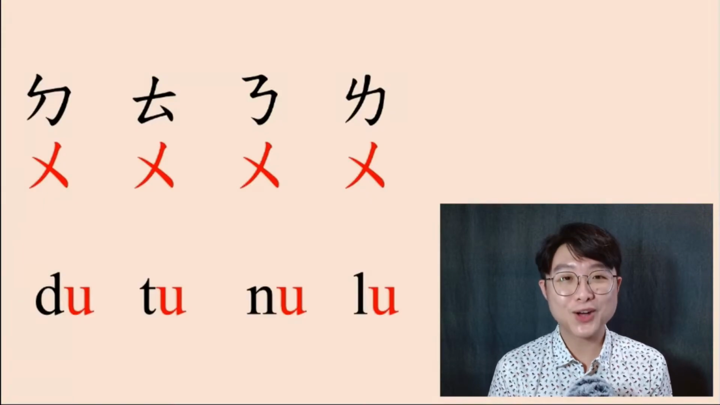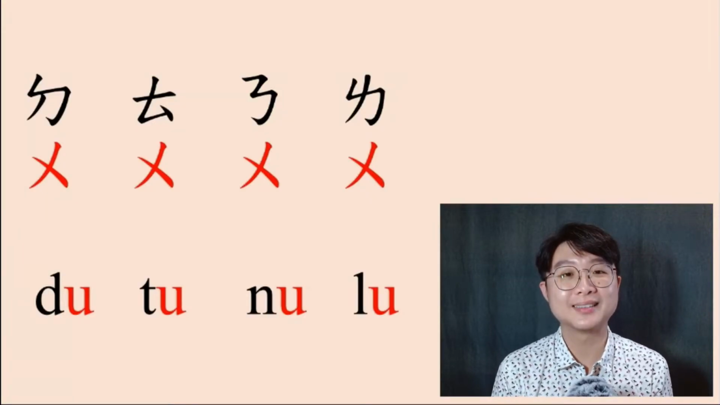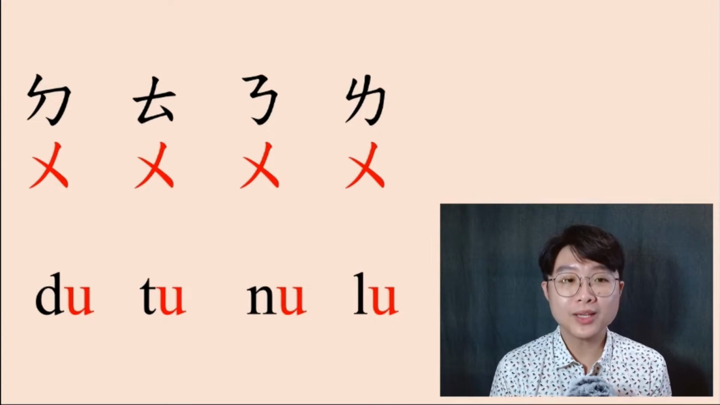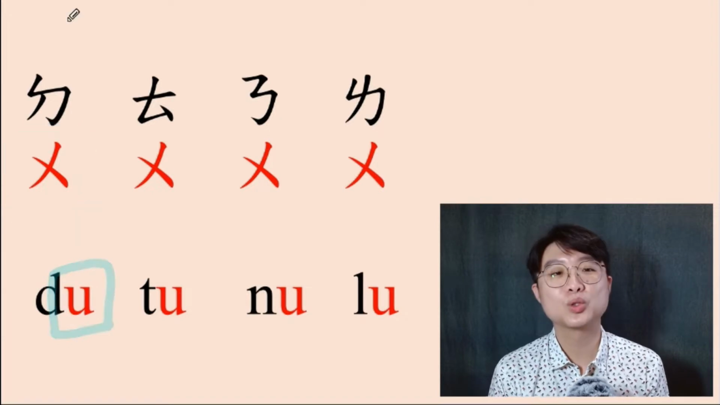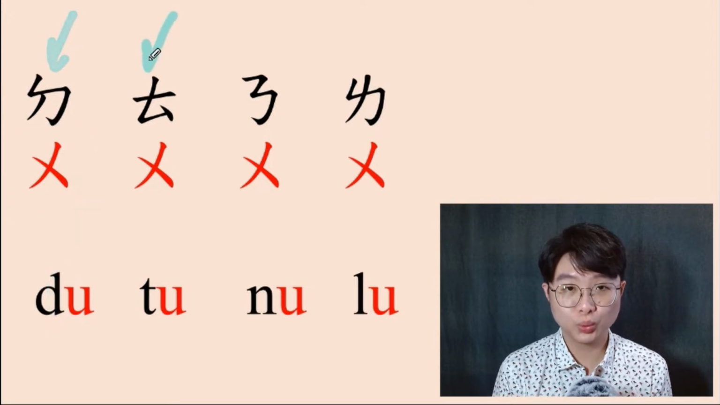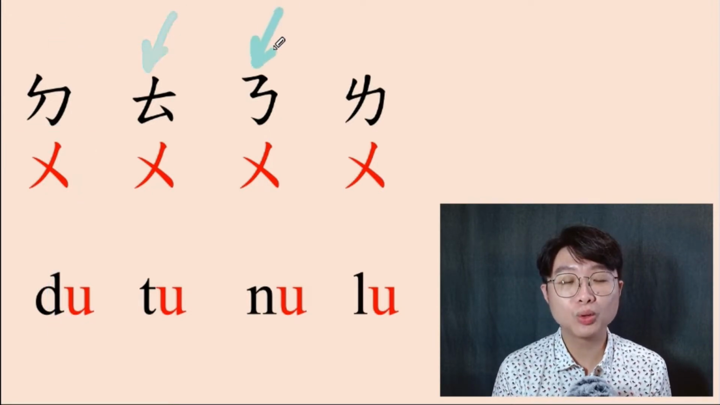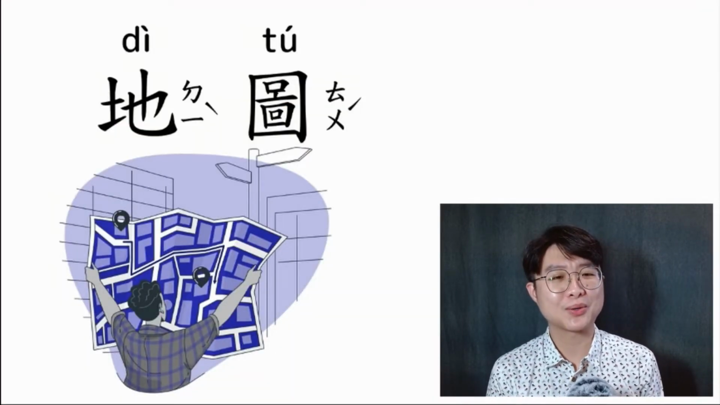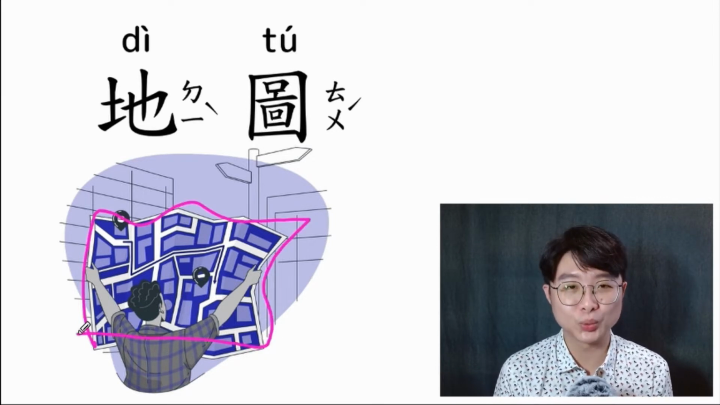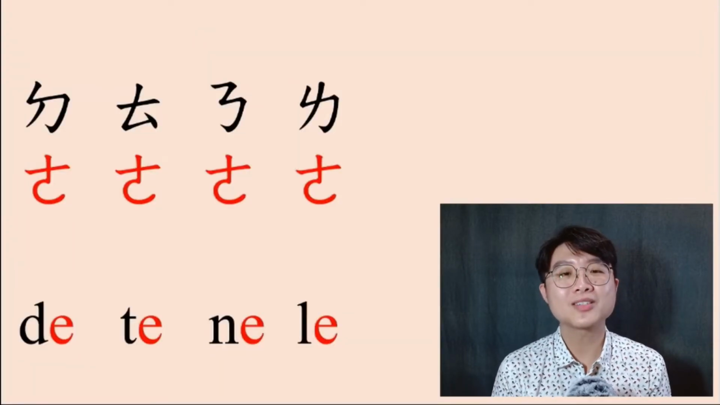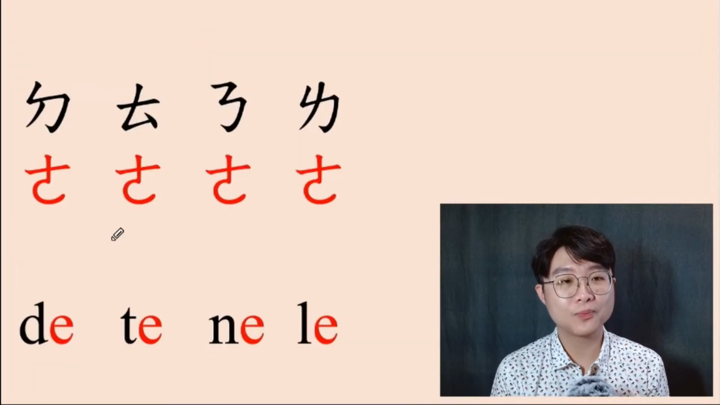Now we have new consonants, which are d, t, n, l. And when they go with this vowel, oo, it sounds like this. Du, tu, nu, lu. Look at the picture. This guy is holding a map. 地图. 地图.